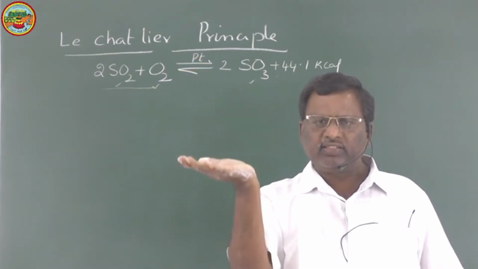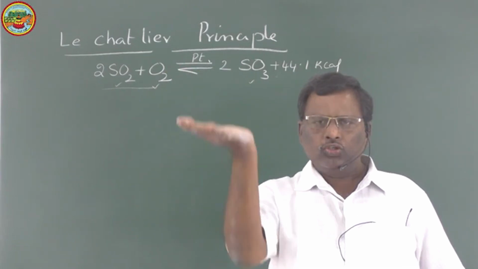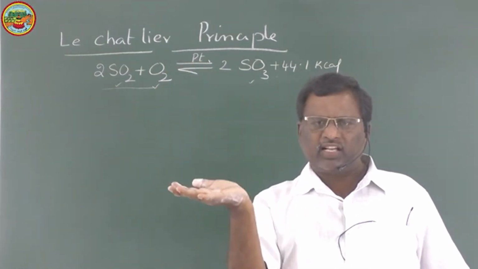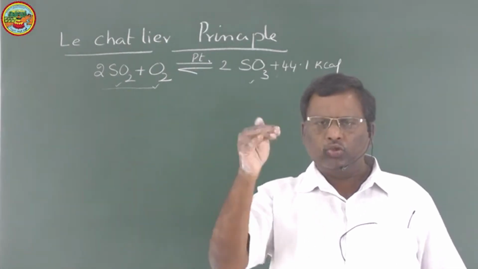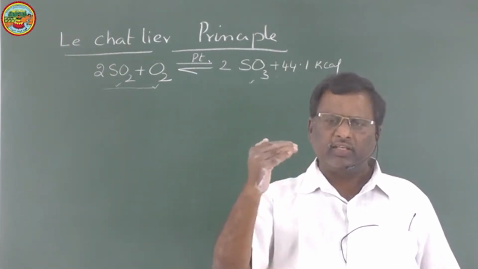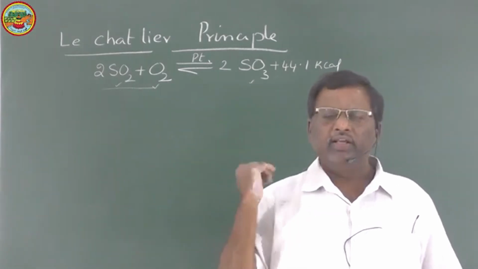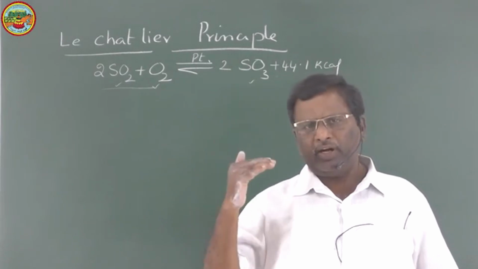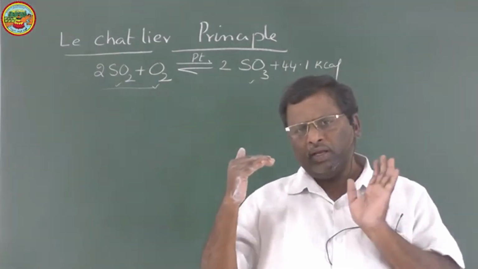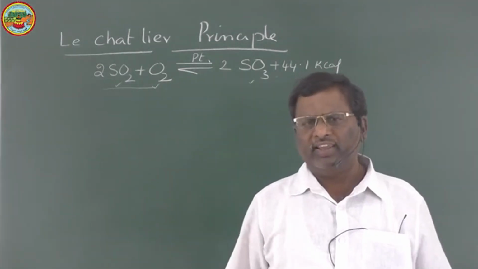System has to decrease or bring it to normalcy. So to decrease the concentration of SO2 and O2, what has to be done? These two must take part in the chemical reaction so that their concentration will decrease. If they take part in the reaction, what will happen? Concentration of SO3 will gradually increase.